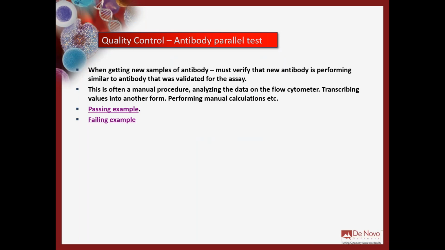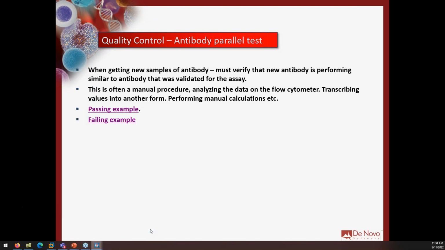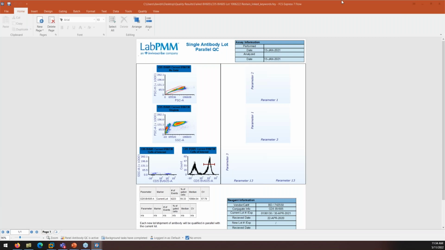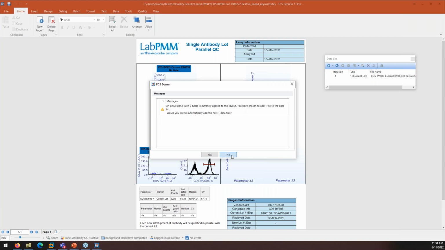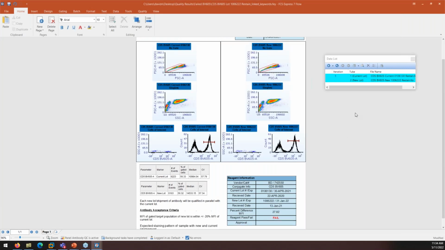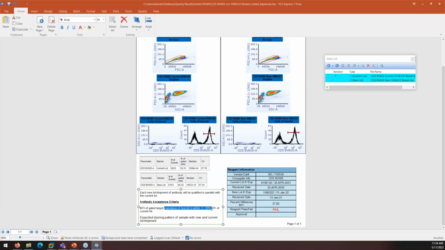If you have a failing example, which I will show over here. So here I'll pull up a failing example. So here's our reference, and now again I'm going to add a new sample, and you can see what happened if we go to the bottom of this sample, that the MFI of the target population still has to be plus or minus 20. However, you see that the difference was 27%, and the layout automatically failed this sample.